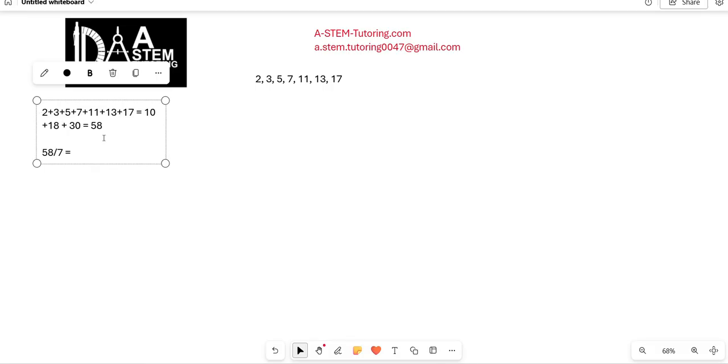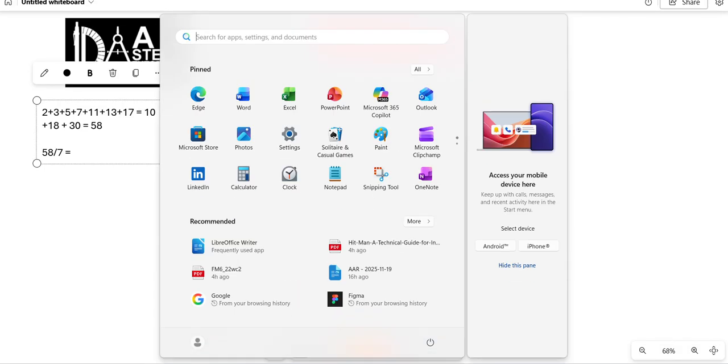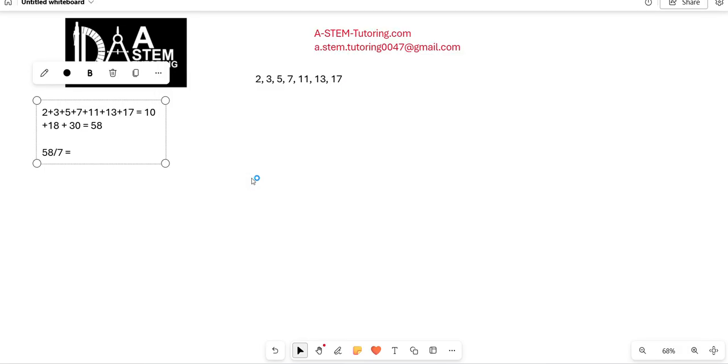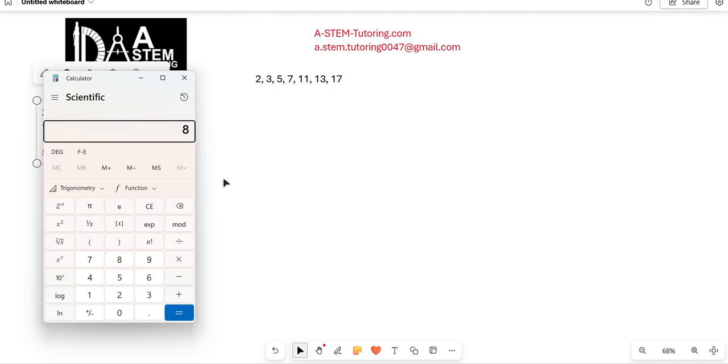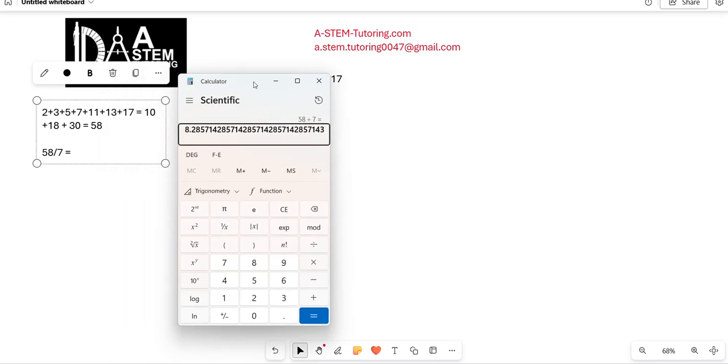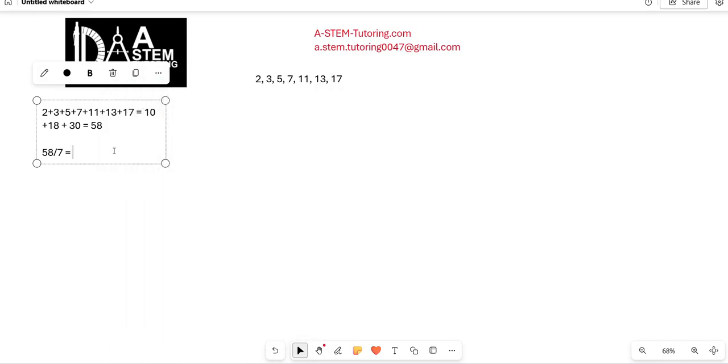And that equals, and we'll pull out our handy dandy calculator here. 58 divided by 7 equals 8.2857. So we'll round it off to 8.29. Okay, that's our mean.